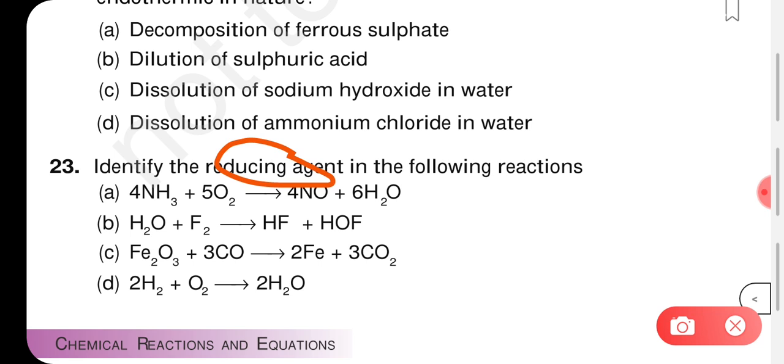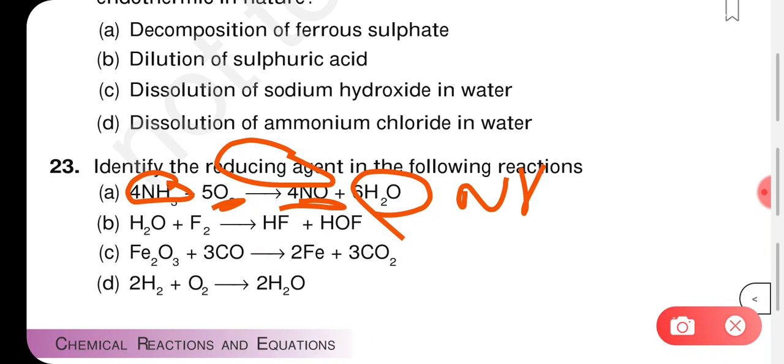In the first reaction, it is ammonia. Ammonia is added with oxygen, so ammonia is getting oxidized to NO, and it reduces oxygen to water. Here oxygen is being reduced to water. Because ammonia is getting oxidized, it is our reducing agent. So NH3 is our reducing agent in this reaction.